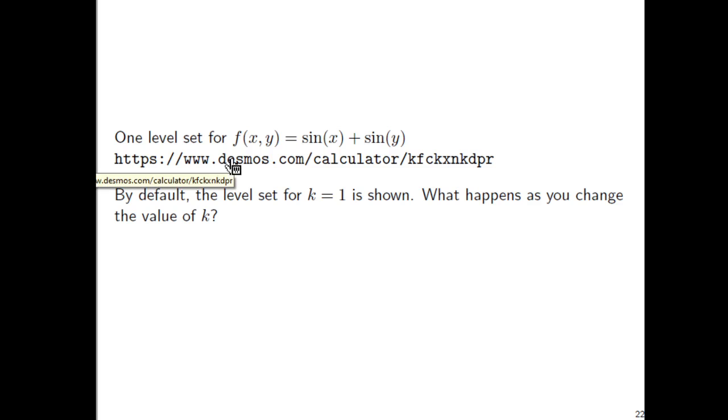Let's see a level set for the function f of x comma y equals sine of x plus sine of y. Now, by default, what's going to be shown is the level set for k equals 1. That is, what x comma y's are going to have an output of 1. But you can change the value of k to see what happens. And so let's give that a try.